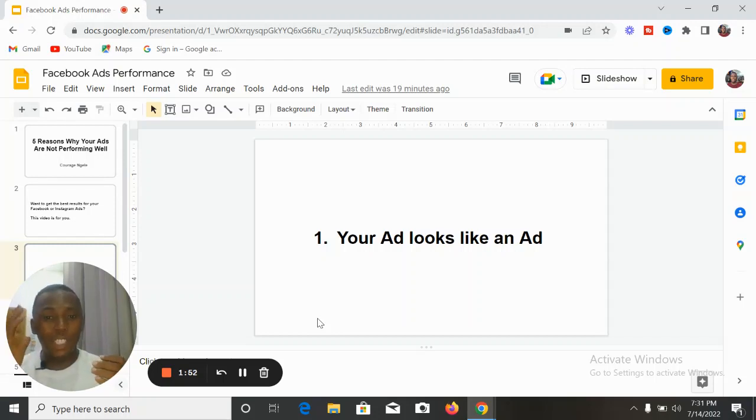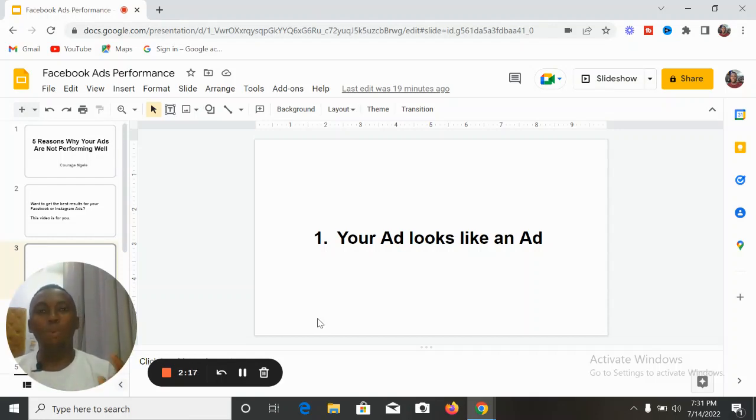So the first reason is that your ad looks like an ad. Simple. This one looks tricky, right? It looks tricky, but that's the reality. If your ad is screaming, this is an ad, this is an ad, people tend to become repulsed towards adverts. People just try to avoid things that try to sell to them. People try to avoid adverts, okay?